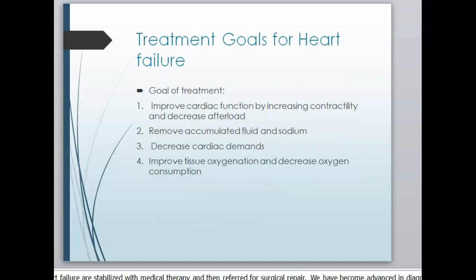So how do we do treatment? The goals for heart failure: the goal of treatment is to improve cardiac functioning by increasing contractility and decreasing afterload. We want to remove accumulated fluid and sodium. We want to decrease cardiac demands. We want to improve tissue oxygenation and decrease oxygen consumption. Most infants with heart failure are stabilized with medical therapy and then referred for surgical repair. We have become advanced in diagnosing CHD, where oftentimes a defect can be surgically repaired before the onset of heart failure.